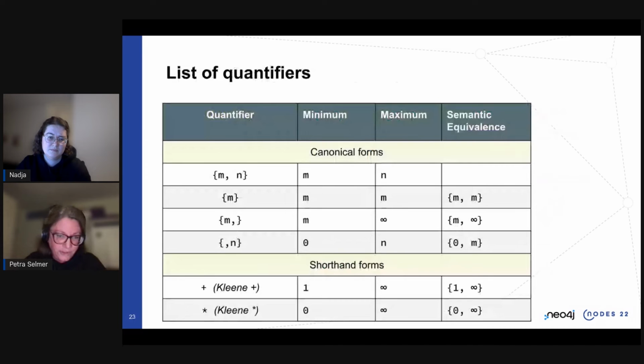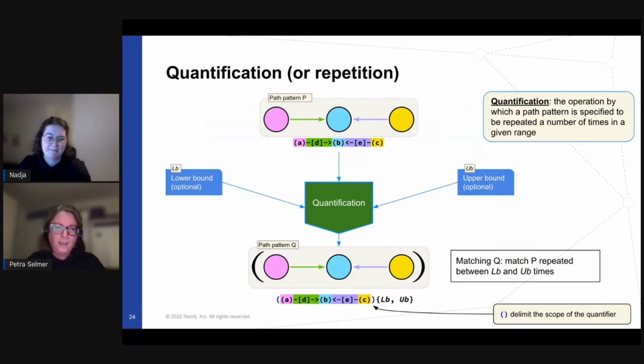And this is just for your information, just a list of quantifiers that we'll be supporting. So there's nothing actually special in here. It's something that you already are very used to using in the current Cypher variable length path matching syntax. So what's actually going on? What is quantification all about?